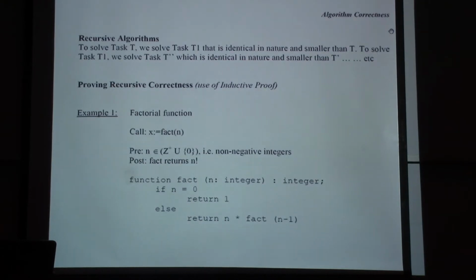Okay, let's take a look at an example of a factorial function. How many of you are familiar with the factorial function? So the factorial function is a recursive function, right? So what is the factorial of 3? 6. 3 times 2 times 1, or 1 times 2 times 3, which is going to be 6.